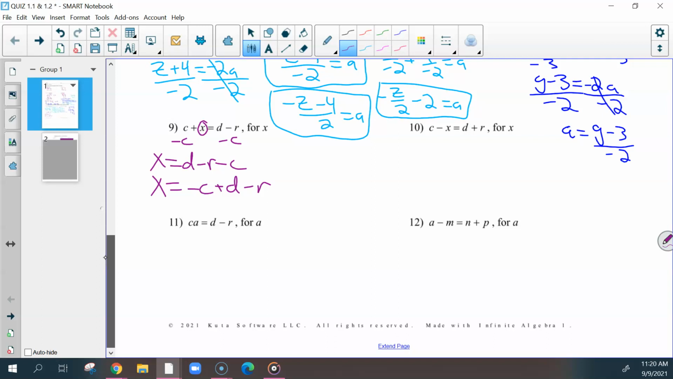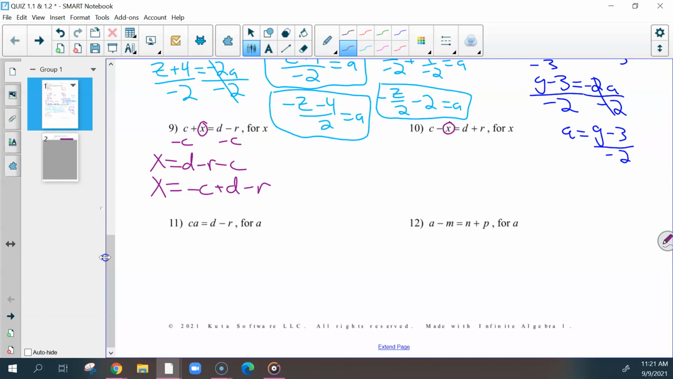For number 10, we also needed to solve for x, but this x was negative. So you could have gone about this one of two ways. Get rid of c and then get rid of the negative, or move x to the other side so x was positive, but then you would have to move b and r back. Either or would work though.